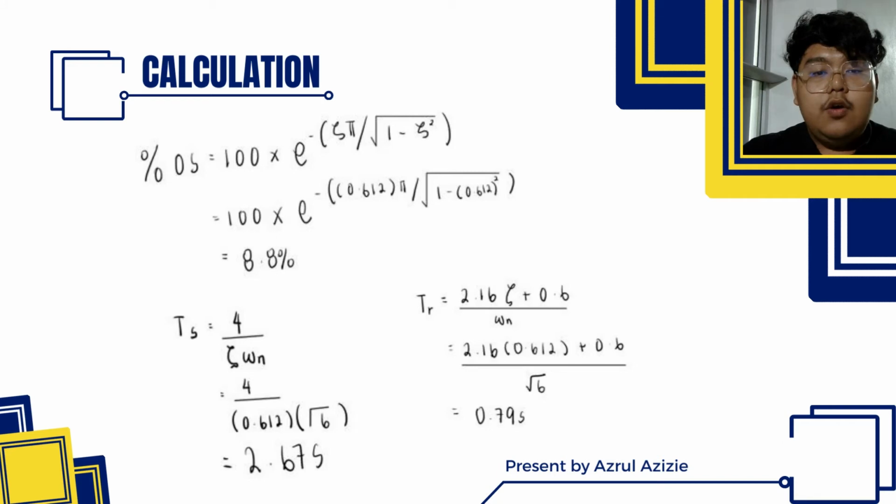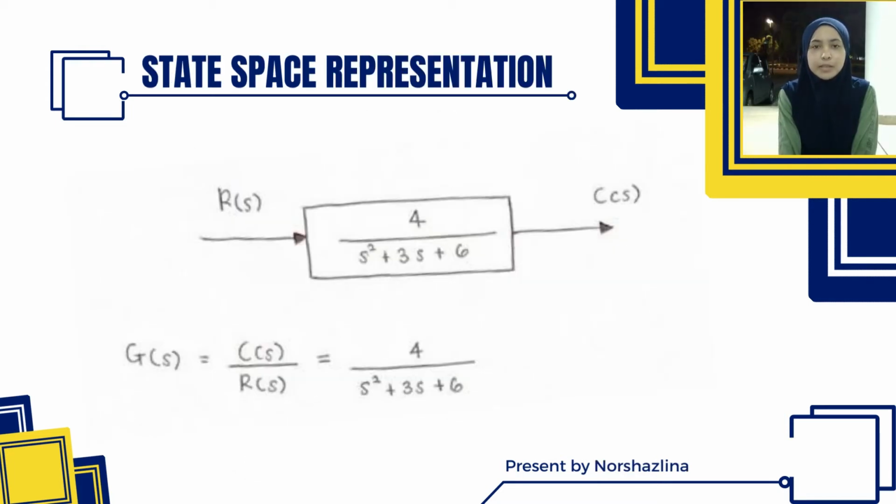Next, for the percentage of overshoot, we substitute the values into the equation. Then we get 8.8%. Next, for the settling time, we also substitute the values into the equation and the result is 2.67 seconds. And lastly, for the rise time, we put the values into the equation, and the final result is 0.79 seconds. Next, I will present the state space representation.